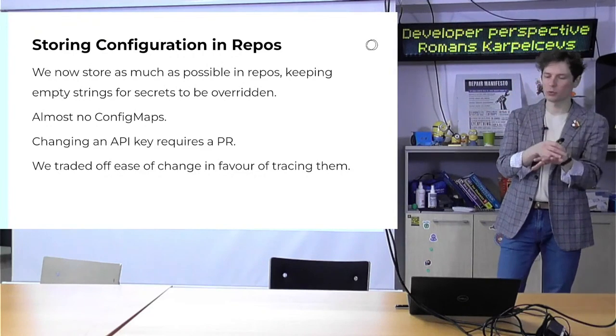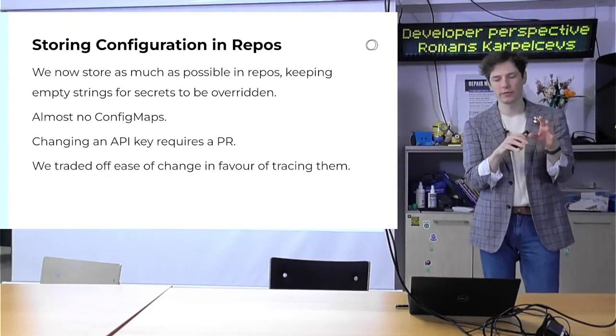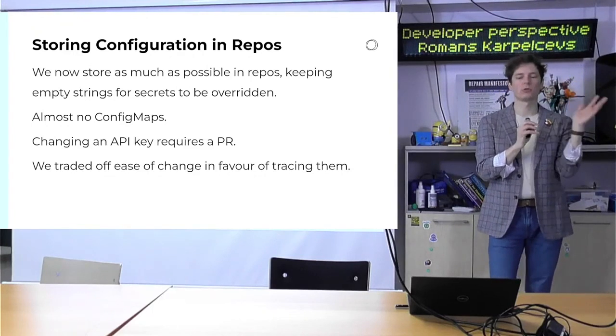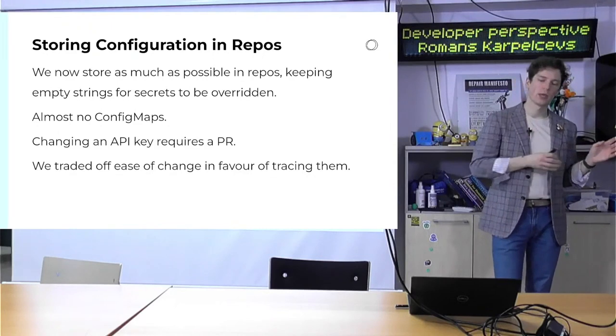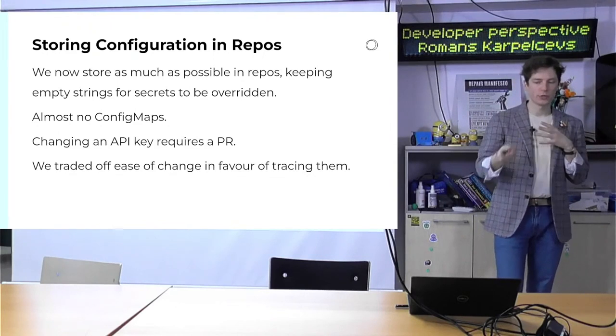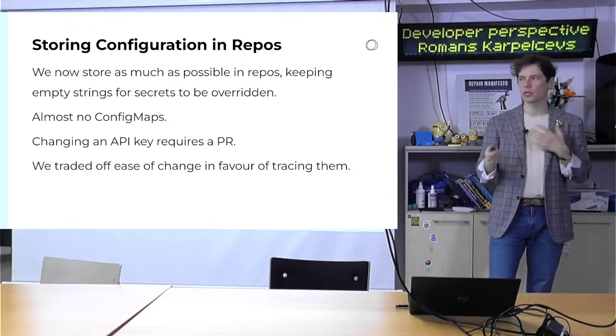And we almost stopped using config maps. Right now we just have a file mounted that comes from the repo. This way we traded off ease of change in favor of tracing when the change was happening.